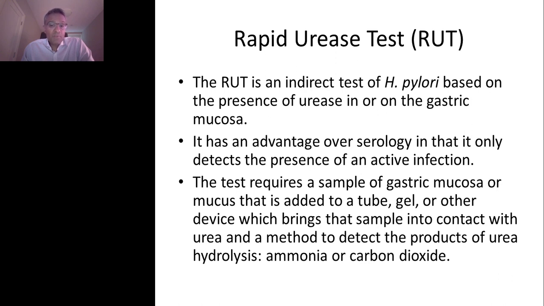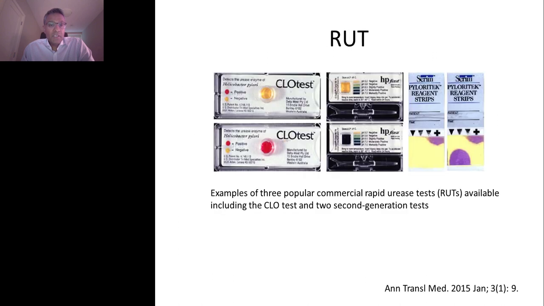The test requires a sample of the mucosa or mucus that is added to the tube or gel, and that's how the detection of the urease enzyme, as I've mentioned, which is classic for Helicobacter, occurs. In the next slide, I show some examples of 3 popular commercial rapid urease tests that are used, including the CLO test and 2 other tests. The basis of this test, again, is the breakdown of urea into ammonia and carbon dioxide, which alkalinizes the media and produces this positive pinkish or fuchsia color, which you can see in the CLO test.